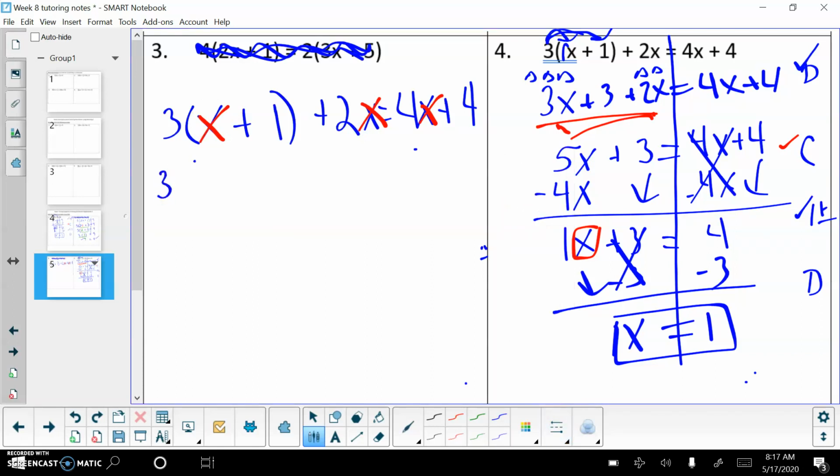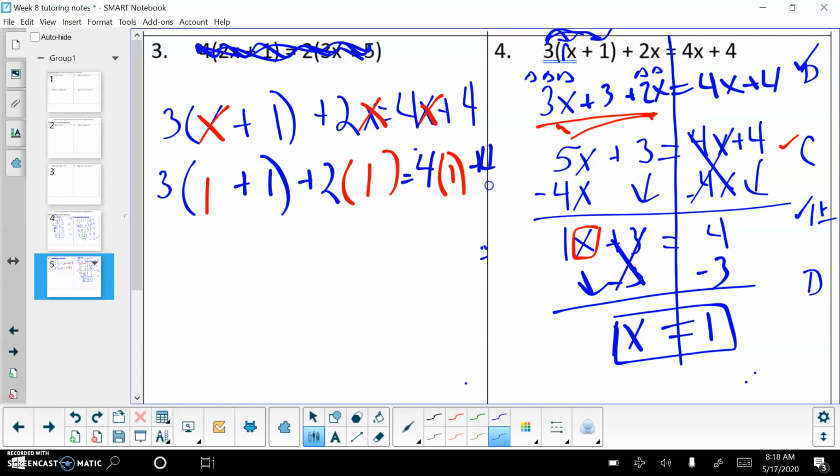So I've got a 3 parentheses, but in place of that x, I'm going to put a 1 there. Okay, and then I'm going to keep going. Plus 1, plus 2. Now, I'm not just going to put a 1 there. Since there's no parenthesis here, when I take away the x, I'm going to put a parenthesis and put the 1 in its place. I didn't do it on the other one because there was already a set of parentheses there. And I'm going to keep going. 4. And when I take out that x, I'm going to put a parenthesis and put the 1 in place of it. And then I've got the plus 4.